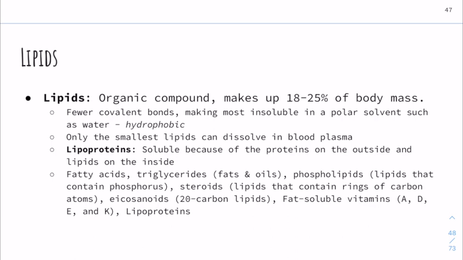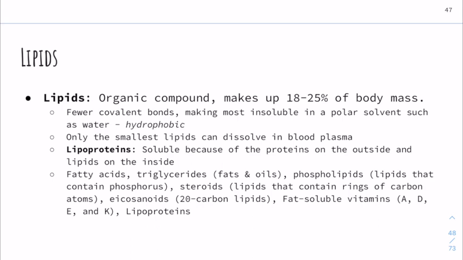We have lipoproteins, which are soluble because the protein's on the outside and the lipids are on the inside. Fatty acids, triglycerides, fats and oils, phospholipids, lipids that contain phosphorus. Again, if we look at the names, phospho, that's for phosphorus, and then lipids.